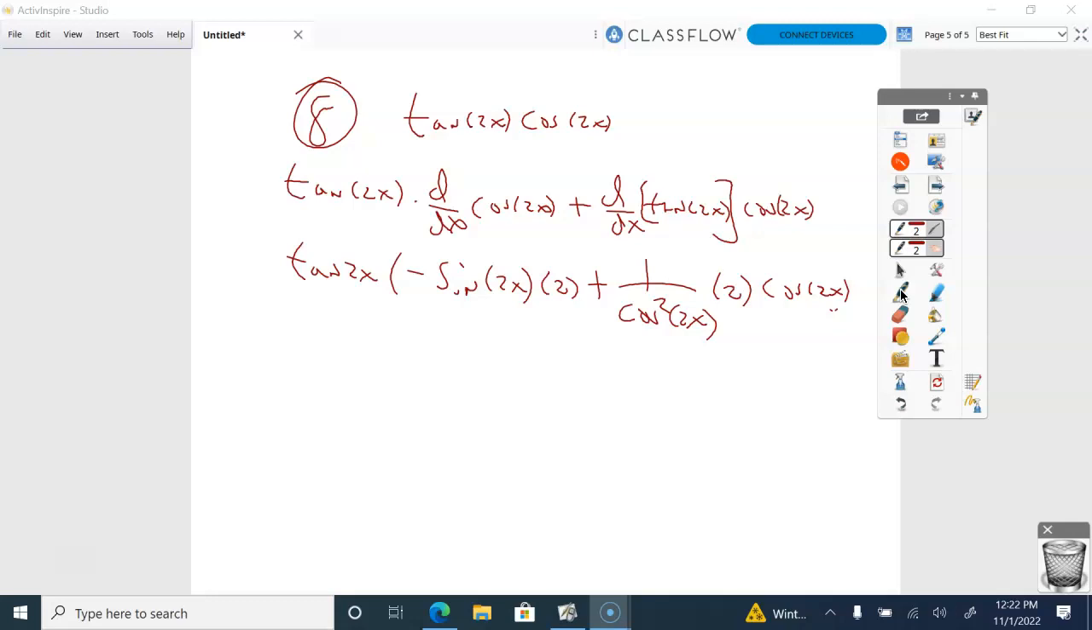Tempted to find out whether that cosine is a quotient rule. Sine, cosine, cosine, sine. I would clean this up. So negative 2 sine 2x tan 2x plus 2 over cosine 2x. Cancel out one of the two cosines. And that's probably good enough.